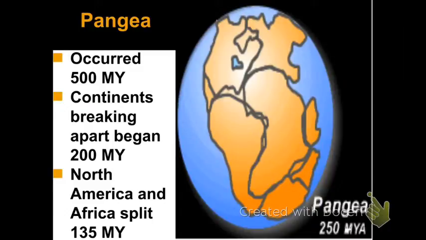And then North America and Africa were actually together, which you can hopefully tell from this diagram. And they split about 135 million years ago. So all the continents kind of drifted at a different rate. Some stayed together a little bit longer than others. But that is just a little overview and reminder of Pangea.